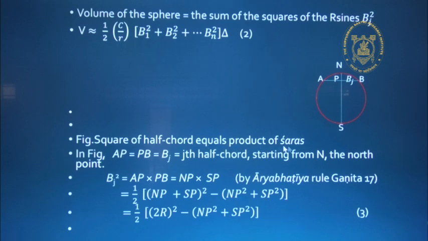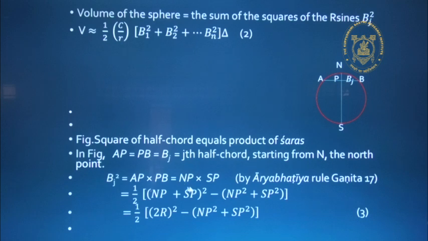The square of the half chord equals the product of the sharas. Shara is this length, the height of the segment. This MP is a shara and this is also a shara. So this is AP into PB, this is MP into SB. Here AP into PB is Bj, so Bj square is AP into PB, equal to MP into SB.